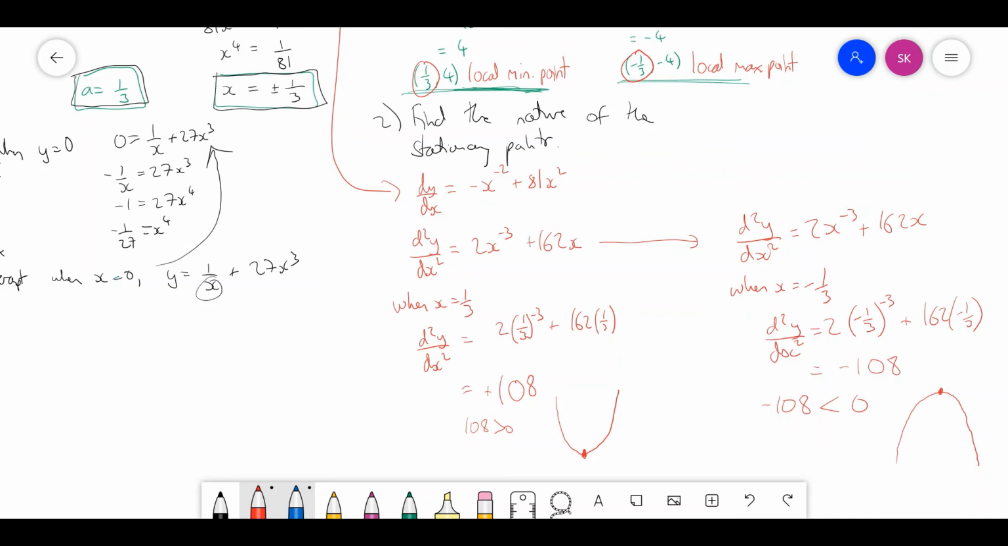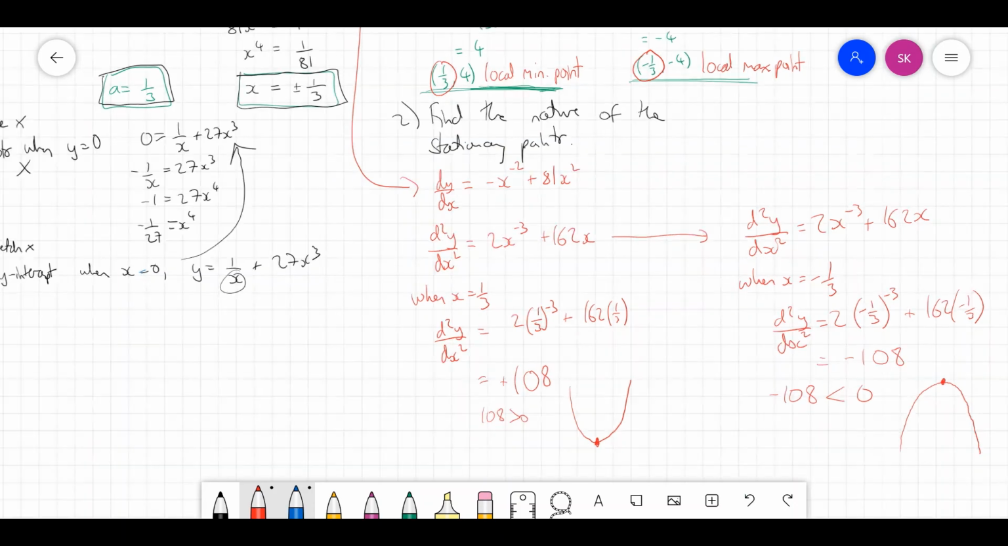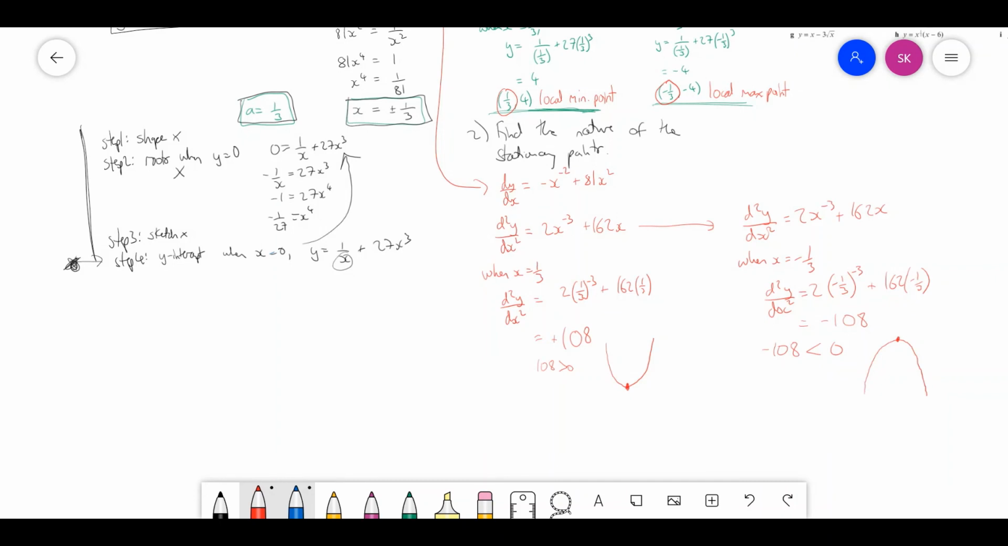Now that we know our two stationary points, and we know what they look like, we can combine this with what we did in step 4 over here, which is the fact that it doesn't cross the y-axis, to sketch our curve. So we've got negative 3, 4. Cool, let's call this one point A, 1/3, 4. So that is a third of the way along from the origin and 4 up. So call that A. And then we've got B, negative a third, negative 4.